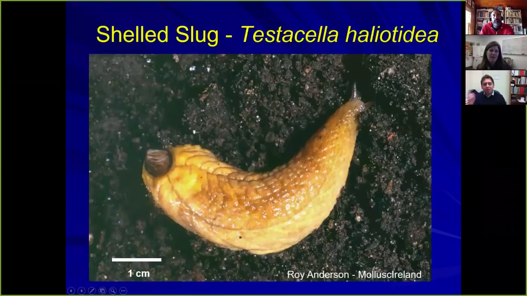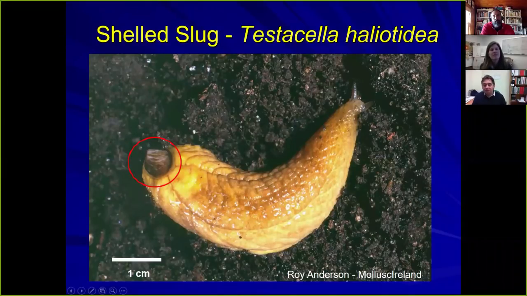Okay, another slug I just want to talk to you a little bit about is this guy here. And it's a real oddity in the American slug fauna. It's called Testacella haliotidea, and it's one of the very, very few slug species that actually has an external shell. And this slug spends most of its time underground. It rarely comes to the surface. And for that reason, I suspect that the distribution of this slug is very much under-recorded throughout North America.